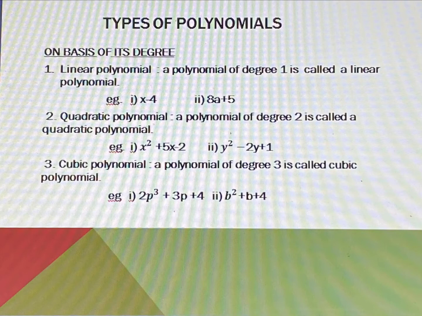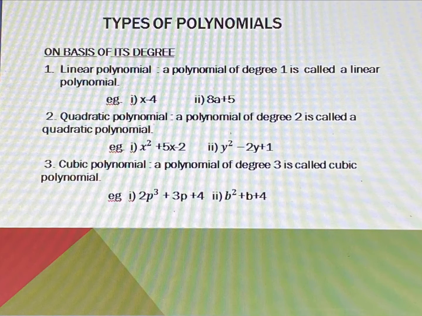Now, another category in which polynomial is divided is on basis of its degree. First is linear polynomial. A polynomial having degree 1 is called a linear polynomial. In the example, you can see x minus 4. Here the power of x is 1, therefore it is a linear polynomial. Second is quadratic polynomial. A polynomial of degree 2 is called a quadratic polynomial. In the example, you can see x square plus 5x minus 2. Here the power of x is 2, therefore it is a quadratic polynomial.